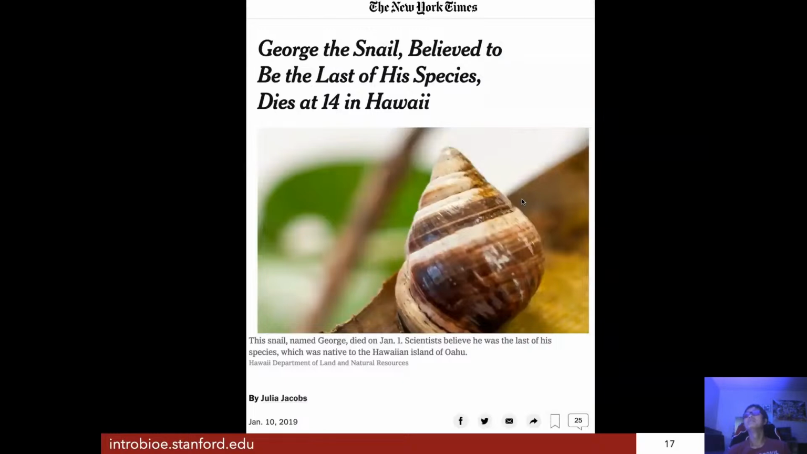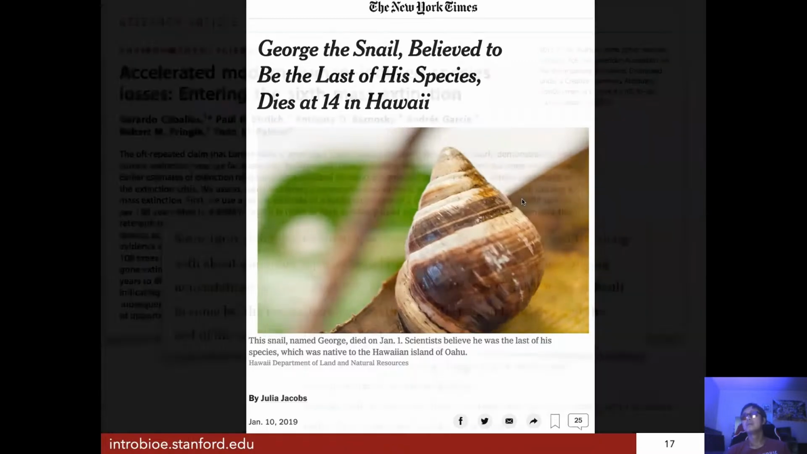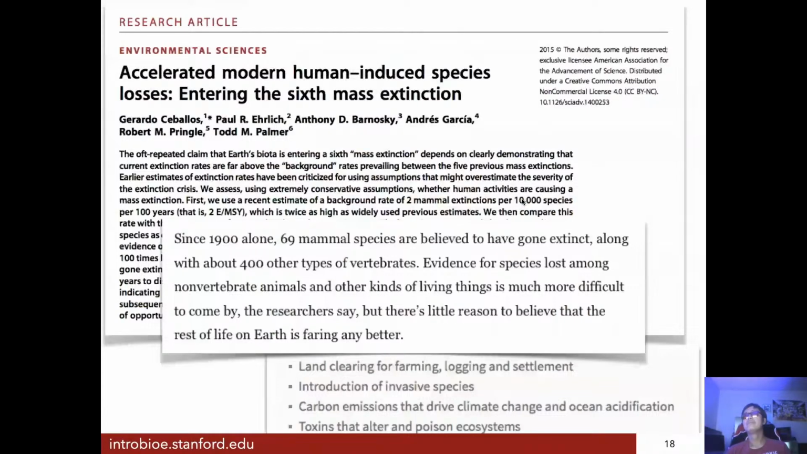All right, here's George the snail, the last of his species, dead at 14, now it's extinct. That was 2019. We see this is happening over and over and over again. So here's an article from colleagues at Stanford thinking about the environmental sciences. The title of this article reads, Accelerated Modern Human-Induced Species Losses, Entering the Sixth Mass Extinction.